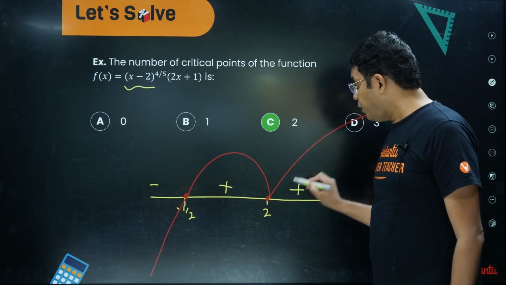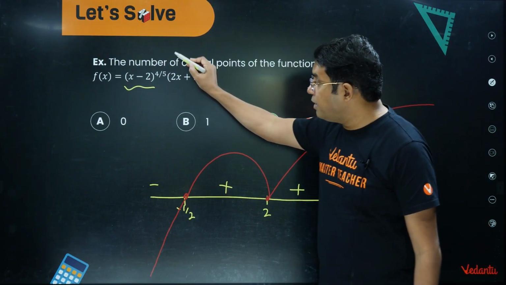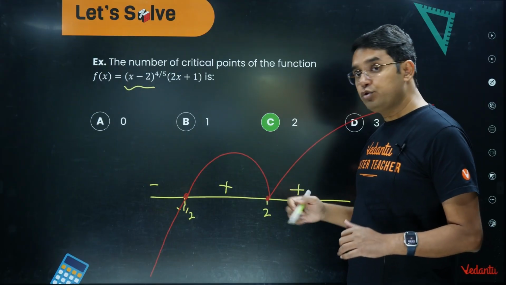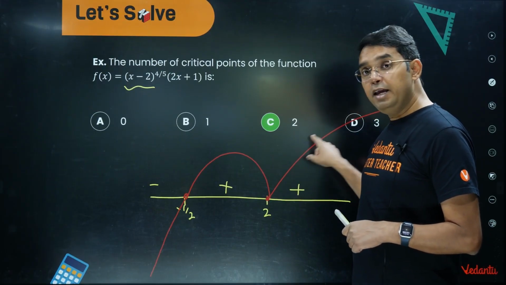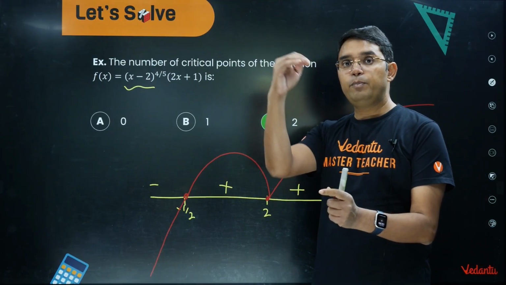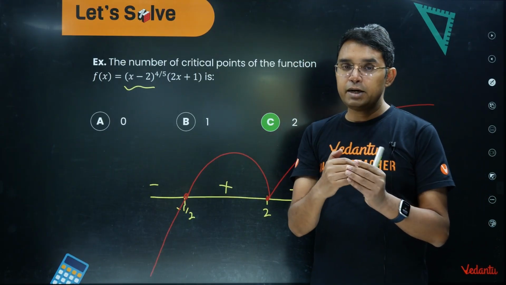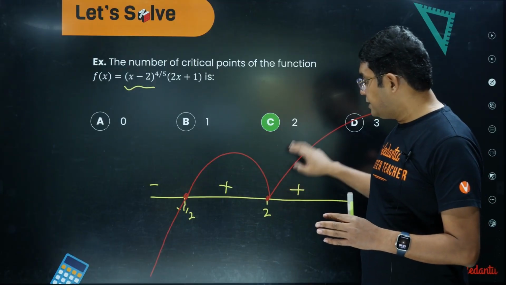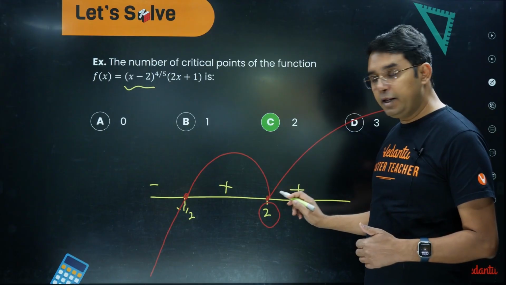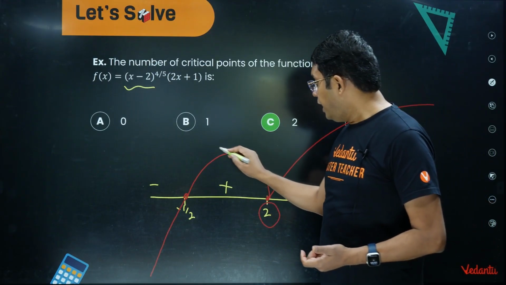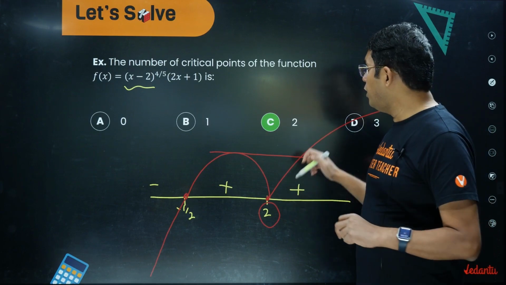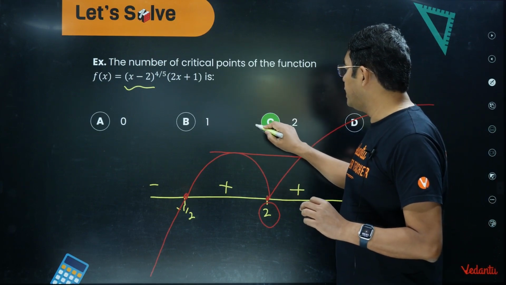Now please look at the point x equal to 2, which has power 4 by 5. Because the power is less than 1, its derivative should be such that it becomes infinite at 2. Whenever your function has some root with power between 0 and 1, when you differentiate it, its derivative tends to infinity at that point. So this will be a point of non-differentiability, or derivative not defined, and there will be exactly one point between minus half and 2. So 2 critical points you can expect here.